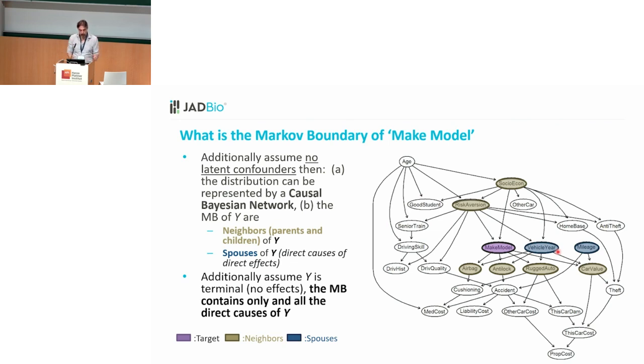And then if our target is a terminal node, this node here, that comes temporally after we observe everything, then the only things that can be the solution to the feature selection problem are the direct causes, all right? The direct causes. So in that case, really, feature selection is going to give you the direct causes of your outcome.